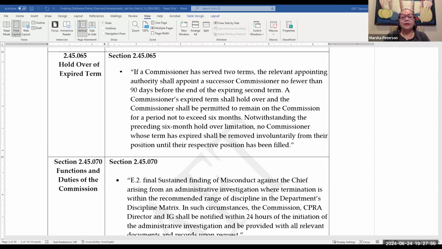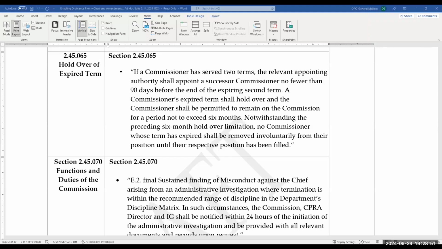And if we could give an example of that, I think the only one is Commissioner Regina Jackson, who is completing a 2nd term. If we were to say 90 days before October would be August, a new commissioner shall be appointed. So the second sentence: a commissioner's expired term shall hold over, and the commissioners shall be permitted to remain on the commission for a period not to exceed 6 months. Someone explain the math to me. If it's 90 days before the expiring term, what is the 6-month period? I personally don't think this makes very much sense at all.